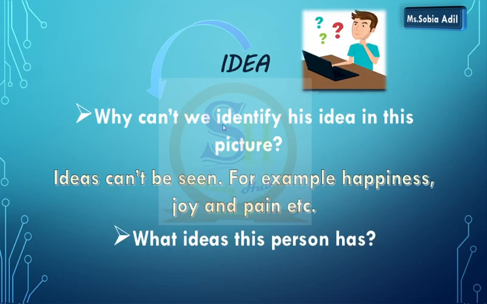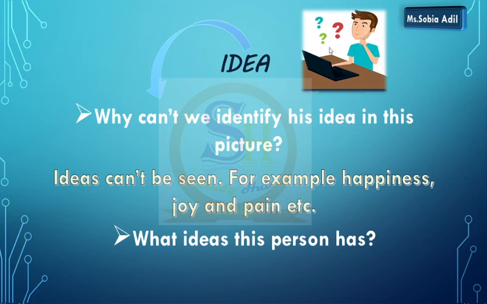Idea. Why can't we identify his idea in this picture? अब हमें नहीं पता कि इनके माइंड में क्या है, right? His feelings, हम उनकी feelings नहीं समझ सकते, so हम उन feelings को name दे देते हैं, like happiness, joy, right? Ideas cannot be seen. For example, happiness, joy and pain, etc. हम उन feelings को भी proper name दे देते हैं और वो names क्या होते हैं? Noun कहलाते हैं. What ideas this person has, we don't even know.